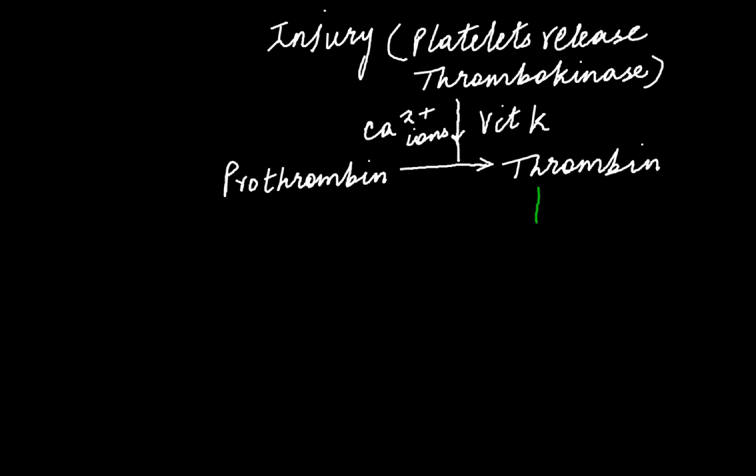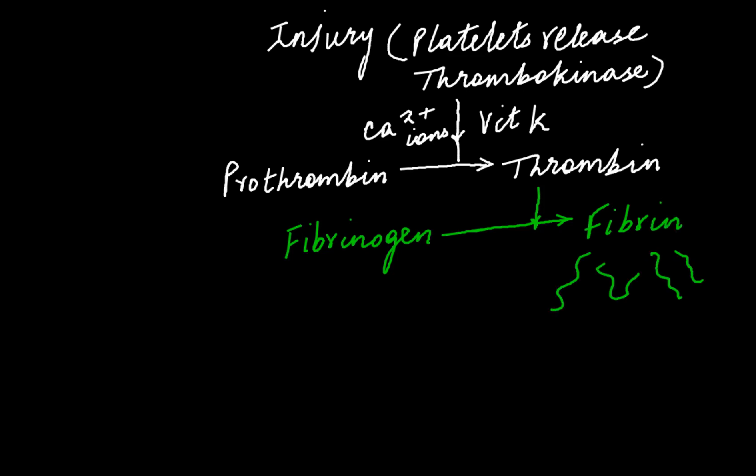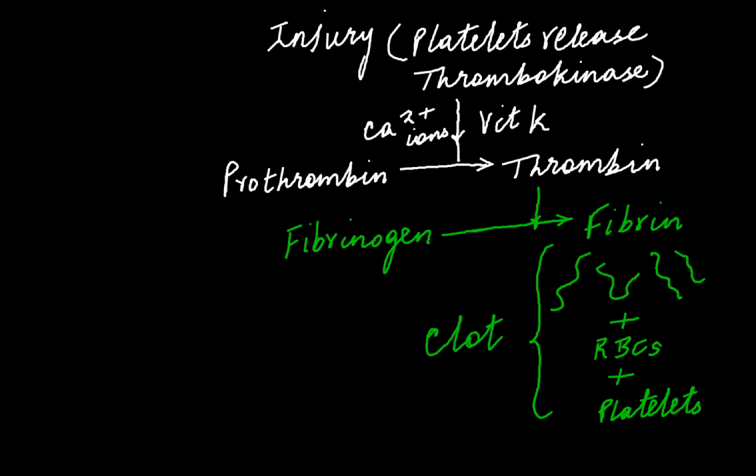And then the thrombin will convert something called fibrinogen, which is also in the blood plasma, into something called fibrin. And fibrin is insoluble, thread-like. It's like fibrous. Is it clear? And this fibrin will trap red blood cells. It will form a mesh on the wound. It will trap red blood cells plus platelets, and it will form what? A plug on the wound, which we call a blood clot.